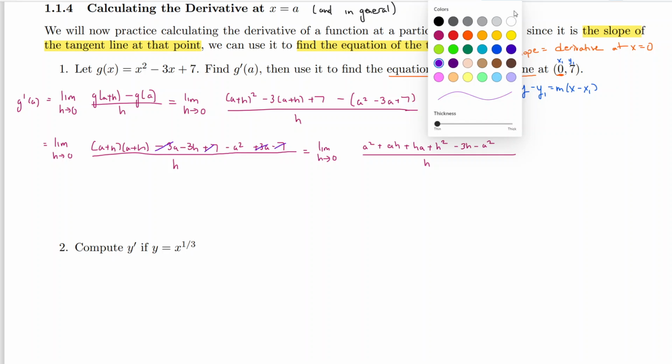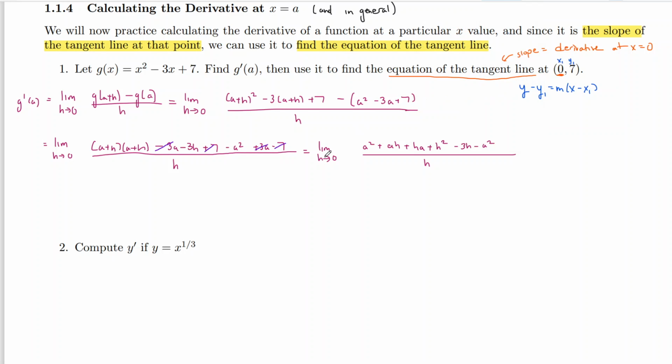Now once again, at every step, when you do the limit definition of a derivative like this, see if you can simplify. And we do have more cancellation because the a squared cancels out with the minus a squared there. What are we left with? We got the limit as h goes to 0. On top, we have a times h and h times a. Those are the same thing because order of multiplication doesn't matter. That means we have two of them, 2ah plus h squared minus 3h. And that's all over h.